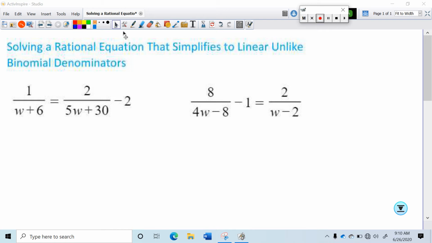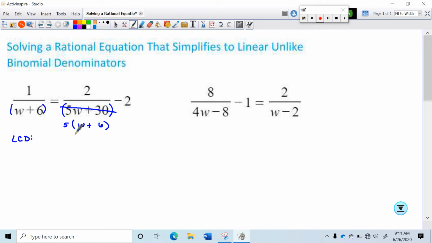The next ones, I'm going to put parentheses around my denominators. These are binomial denominators, so I'm actually going to find the LCD. When you find the LCD, you want to take the binomial and factor it if you can. W plus 6 does not factor, but 5W plus 30 we can factor, taking a 5 out. So a 5 and a W, I take the 5 out, that's a W, plus 30 divided by 5 is 6. So this one is actually 5 times W plus 6.